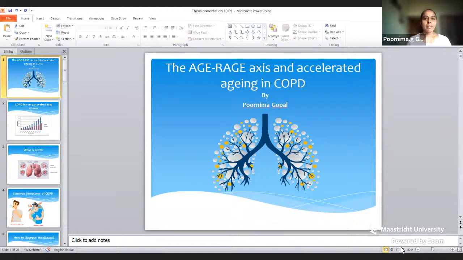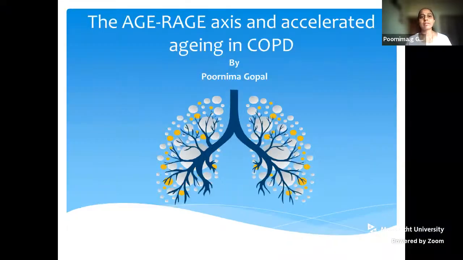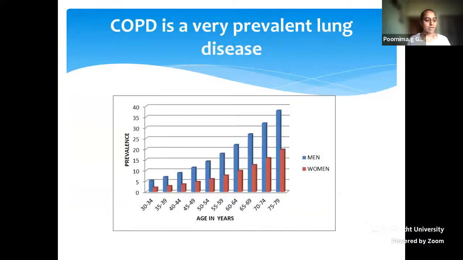My thesis is entitled the RAGE axis and accelerated aging in COPD. COPD is an abbreviation for chronic obstructive pulmonary disease, which is a very prevalent non-curable lung disease.